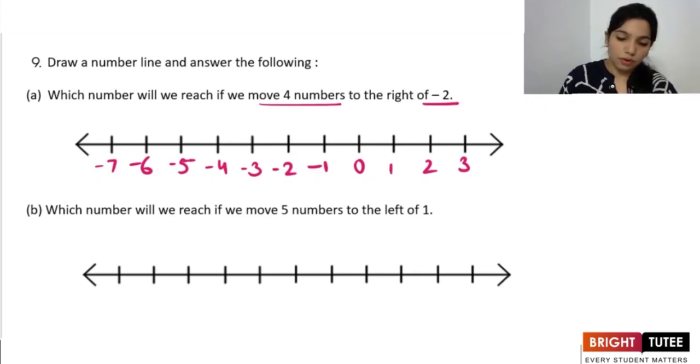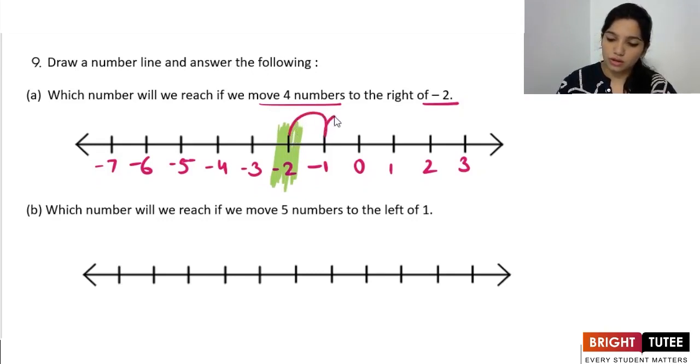So starting from here, this is our starting point. We have to take 4 jumps in the right direction. So 1, 2, 3, 4. Where do you see yourself landing? We see ourselves landing on plus 2.